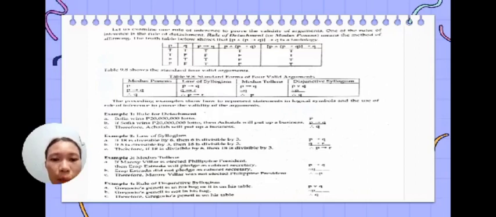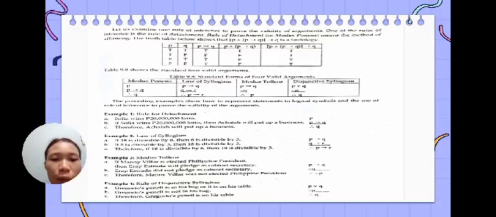So here, example number 3, modus tollens. A. If Manny Villar is elected the Philippines president, then Erap Estrada will pledge as cabinet secretary. Next is letter B. Erap Estrada did not pledge as a cabinet secretary. So therefore, Manny Villar was not elected Philippine president.